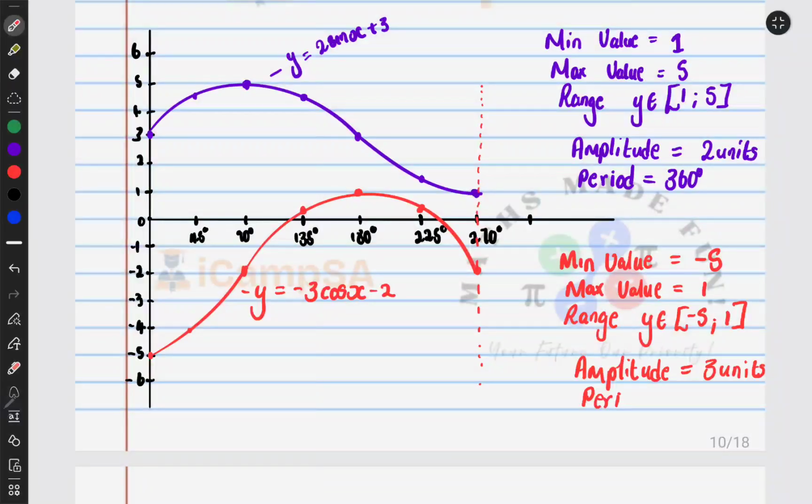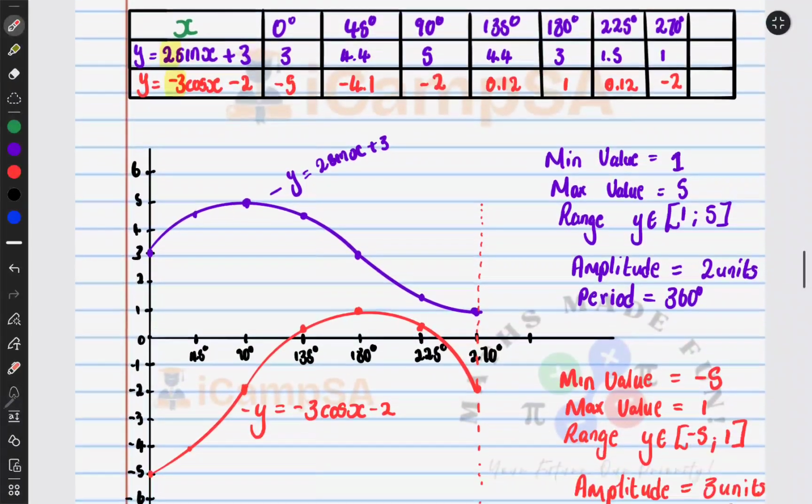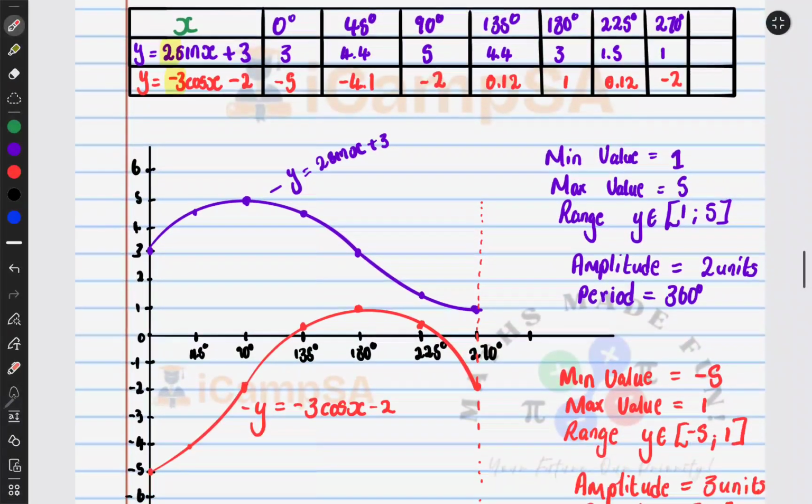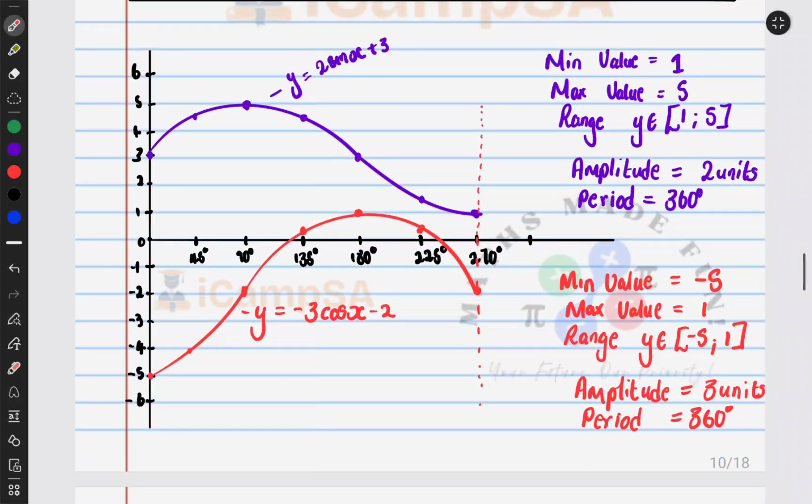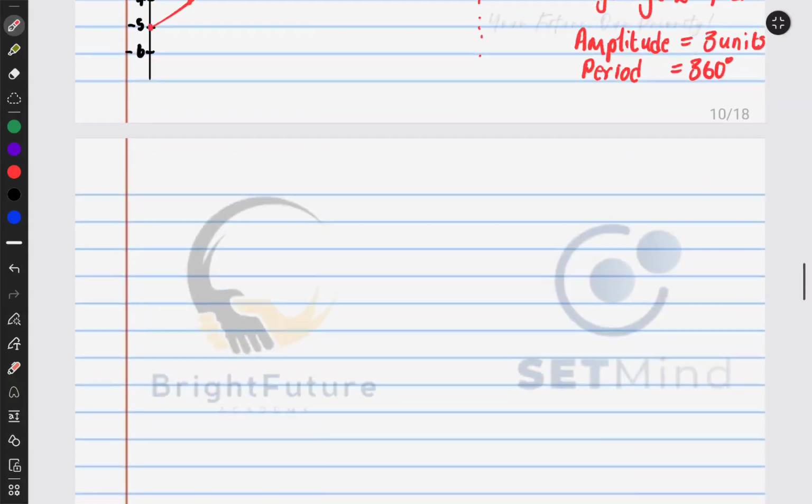Once again, this function is incomplete here at 270. If we had more degrees, maybe it will end up coming back to what? To -5, but that still doesn't change that the period of this function is what? Is 360 degrees. Just because they limited the domain to 270 degrees doesn't mean that now the period has changed. The period is still 360 degrees. Okay, let's see.